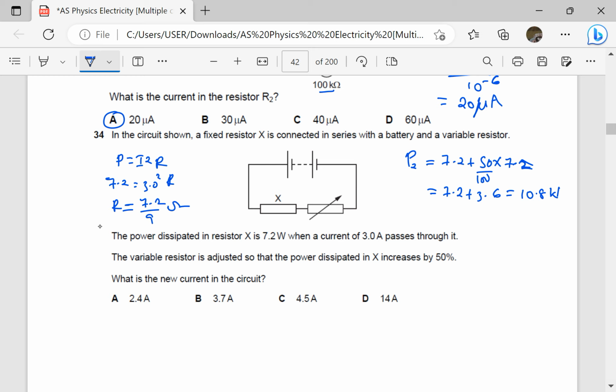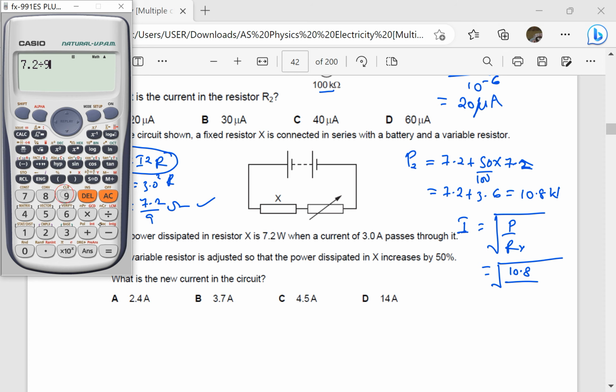What is the new current in the circuit? So let's find the new current in the circuit. We are using the same formula, power is equal to I squared R. So the current is going to be equal to the square root of the power divided by the resistance R. The resistance of X is fixed. So this is going to be the square root of the new power, 10.8, divided by the resistance of X.